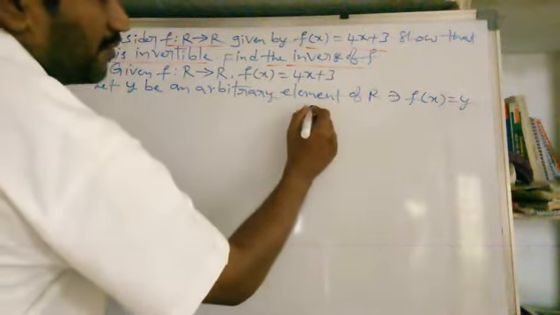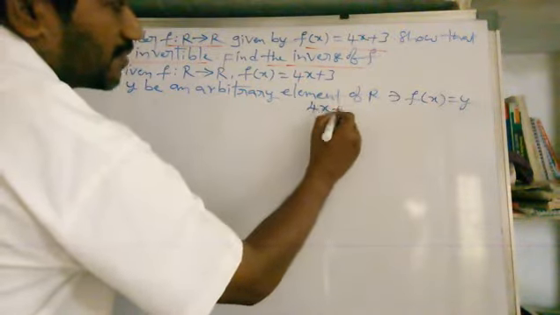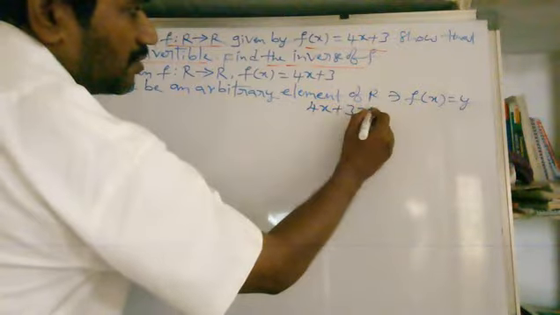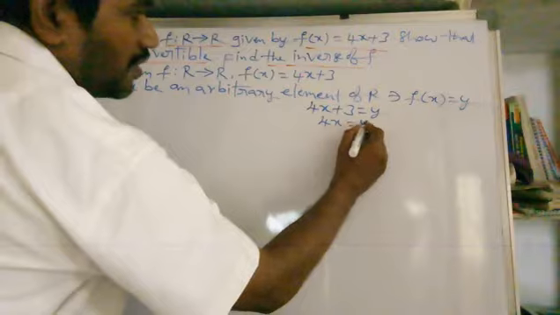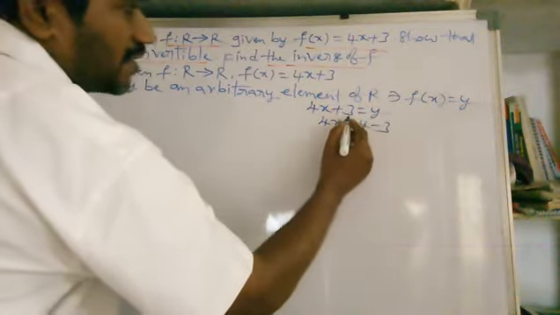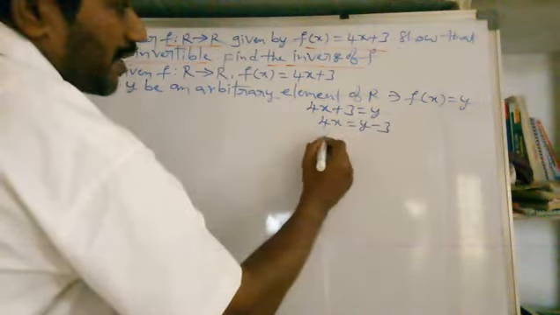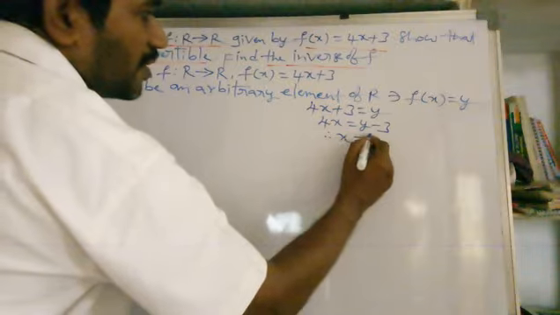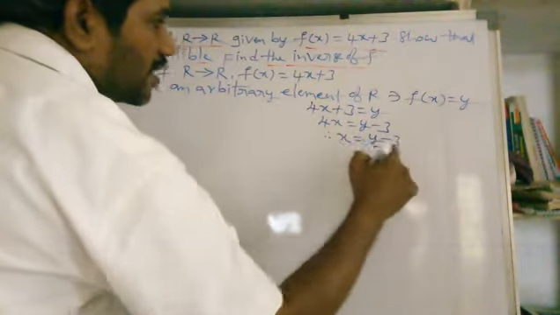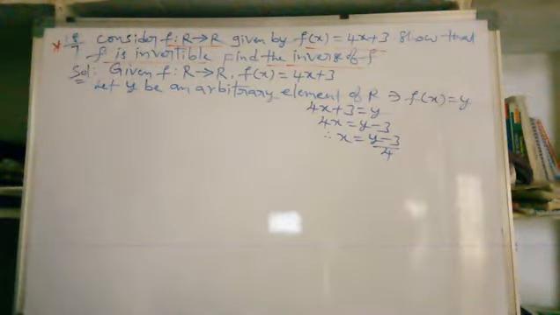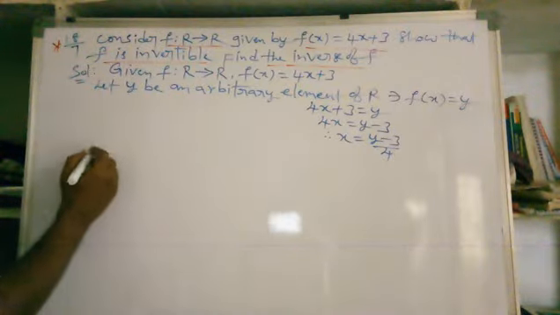Here f of x is 4x plus 3. So 4x plus 3 is equal to y. So 4x is equal to y minus 3, taking the 3 to this side. Therefore x is equal to y minus 3 by 4. This is x.